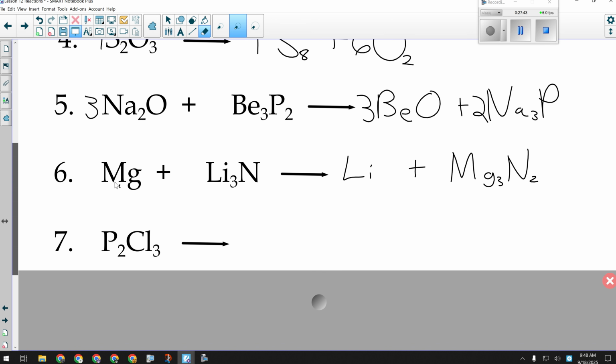Okay, now that I've dropped and swapped that, now I can balance. Biggest number is 3. It's on both the metals, but magnesium has a bigger charge. Okay, so I can put a 3 here. That'll balance the magnesiums. Then I can look at the nitrogens. There's 2 over there, but only 1 here. So now my nitrogens are balanced, and that gives me how many lithium? 6. Then I'm all done.